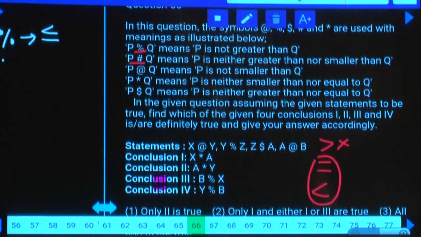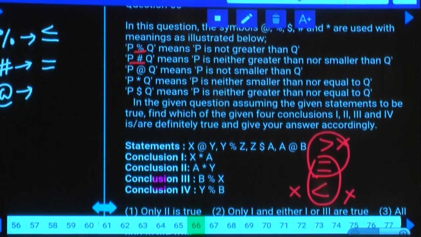Then coming to this hash. Now this hash stands for neither greater nor smaller. Neither it can be smaller than nor greater than, hence it cannot be these two. Then what is left over here? Equals to. Then at the rate of stands for not smaller than. It cannot be lesser than. As it cannot be lesser than, what is left over here? Either it can be greater than or equals to.